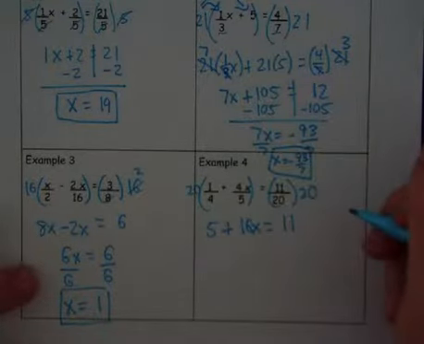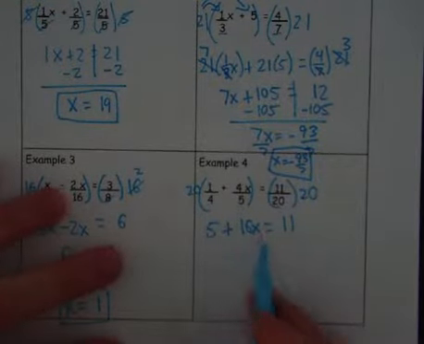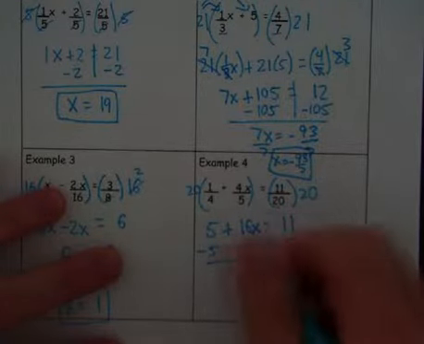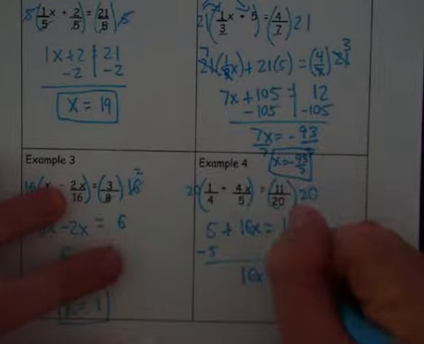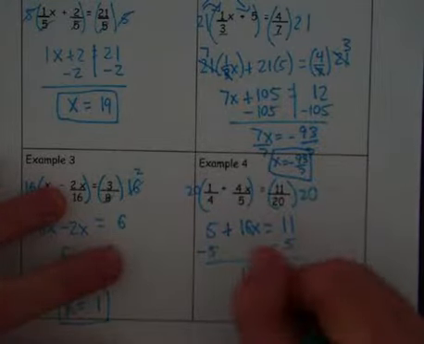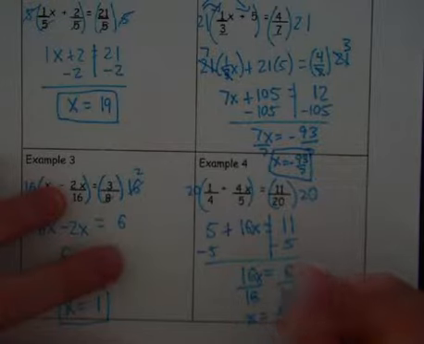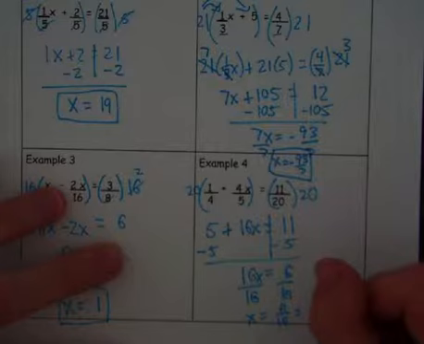Okay? Now, I want to solve for x. So I'm going to simplify the equation for x. To do that, I got to subtract 5. I subtract 5 on both sides. Be careful here. I get 16x over here, and 11 minus 5 is 6. Divide by 16 on both sides. Okay? I get x equals 6 over 16, but once again, this is not in simplest form. 6 over 16 is not in simplest form. Why? Because 6 is divisible by 2 and 16 is divisible by 2. If I divide both by 2, I get 3 over 8.